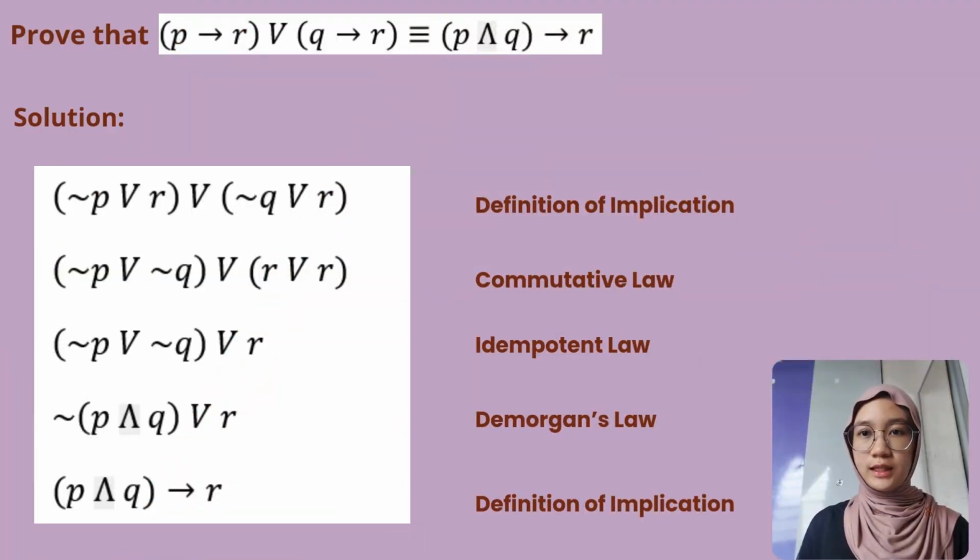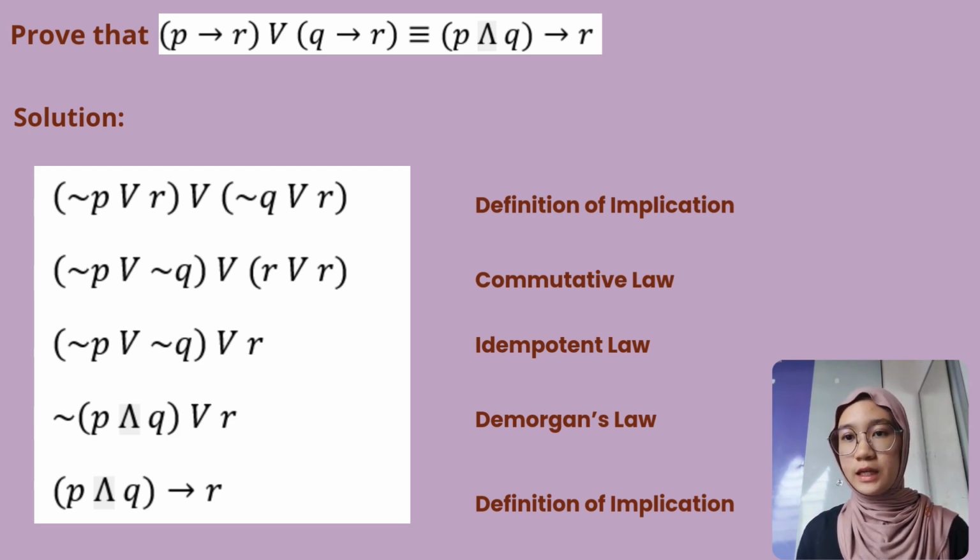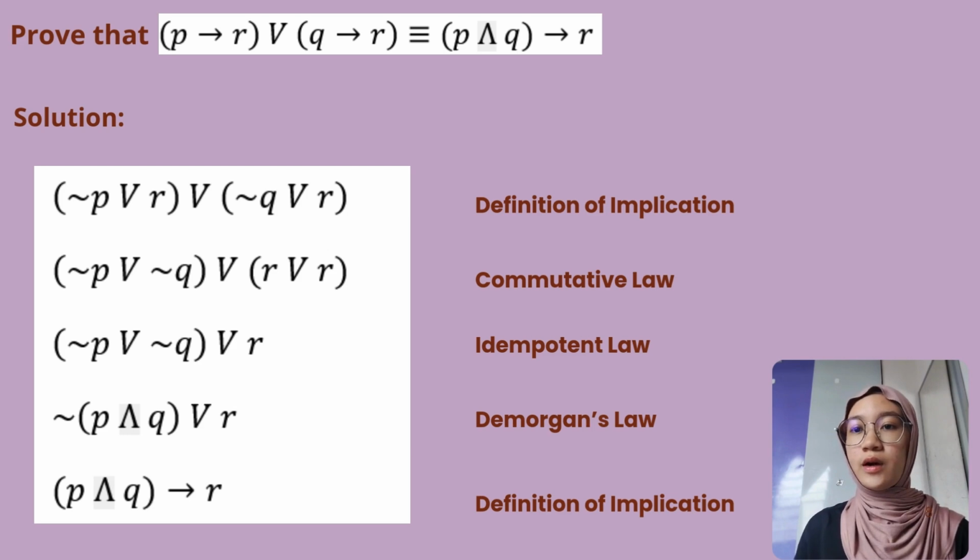So the first question is we have to prove that P implies R or Q implies R is logically equivalent to P and Q implies R. So the first step is to change the implication using the definition of implication, and you get negation P or R or negation Q or R. Since it has become the same symbol, we can move the items around. So we combine negation P or negation Q together and R together.